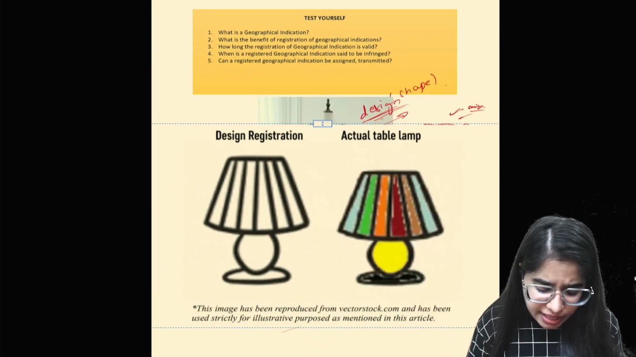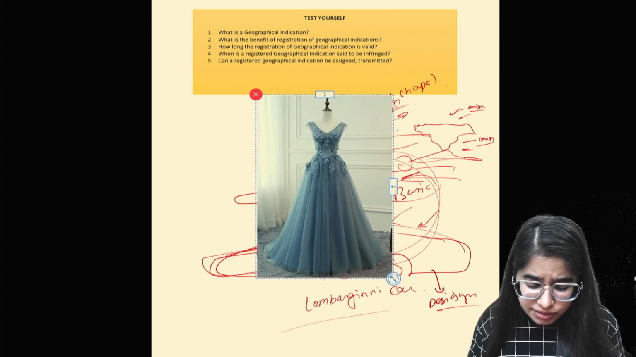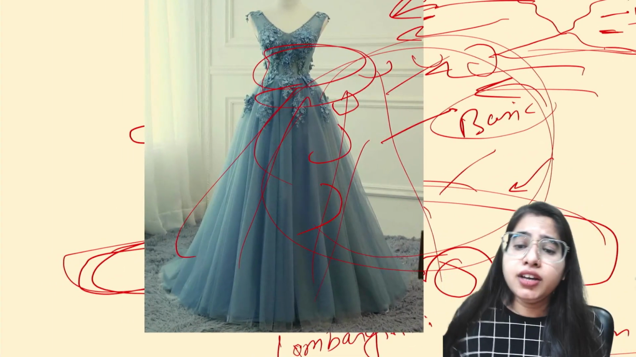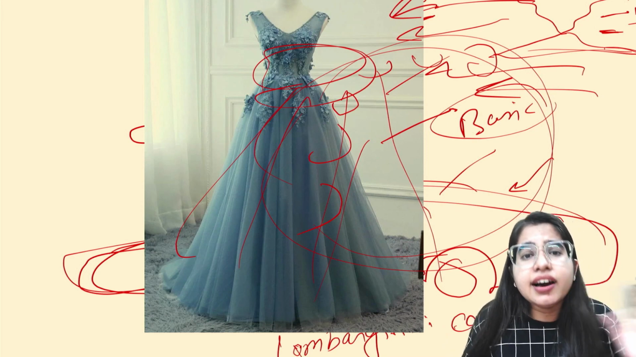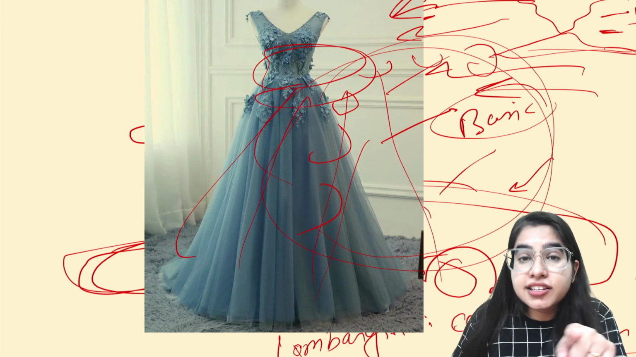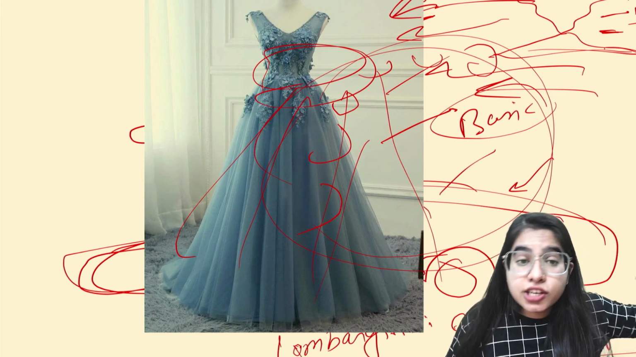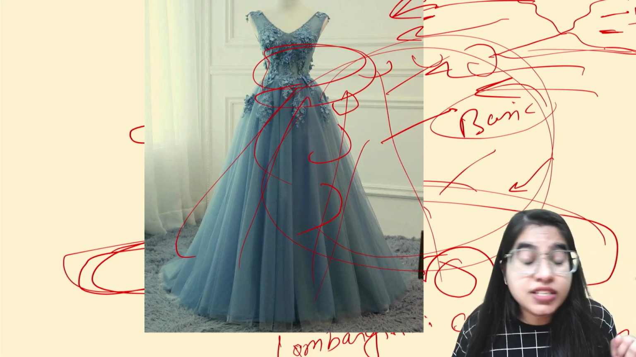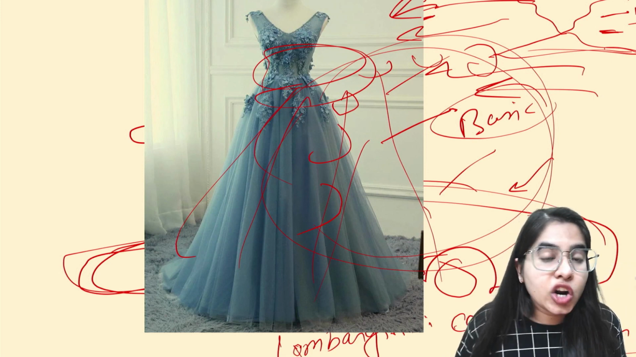I gave you a lot of examples, like the lamp. Dress is a very good example. Even Sabyasachi lehenga, Manish Malhotra lehenga, all these are design protected. Their design you cannot copy. And in Chandni Chowk and all the streets where you get the duplicate, first copy of these lehengas, they are not legal, they are illegal.